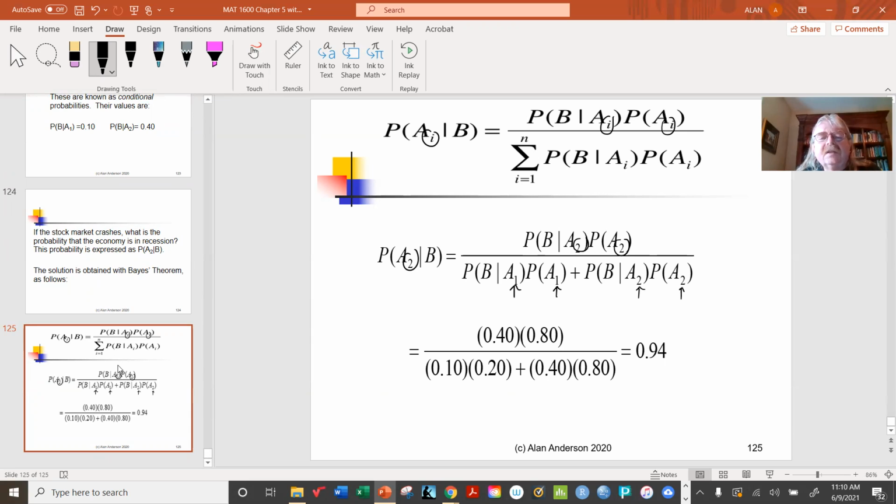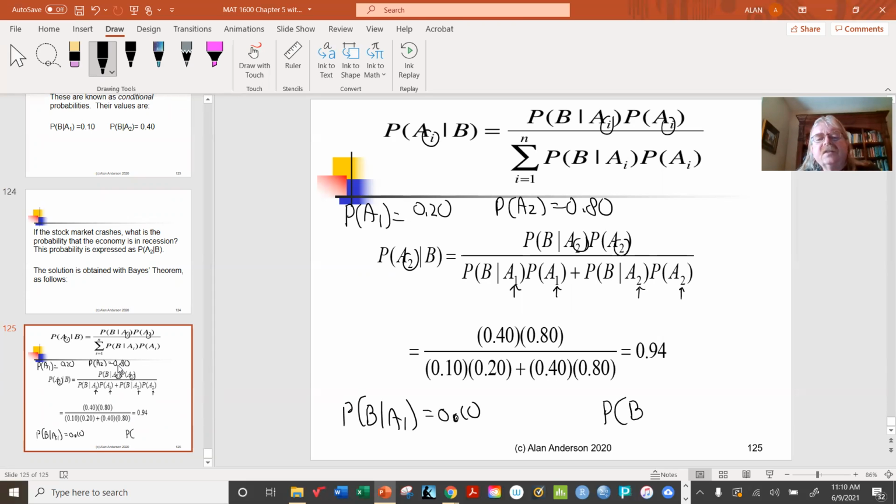Now, let me also remind you what these probabilities were. A1 was 20%. A2 was 80%. These have to add up to 1. The probability of B given A1 was 10%. Now there's a crash during a recovery, it has a 10% chance, and a crash during a recession has a 40% chance. So now you just plug them in and you get 94%. So if we see that the market has crashed, there's a 94% chance that we're in the middle of a recession.